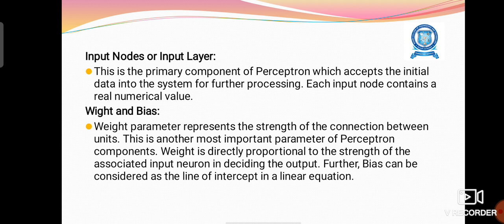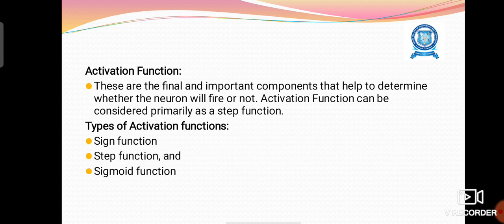Weight parameter represents the strength of the connection between the units. This is another most important parameter of Perceptron components. Weight is directly proportional to the strength of the associated input neuron in deciding the output. Further, bias can be considered as the line of intercept in a linear equation.